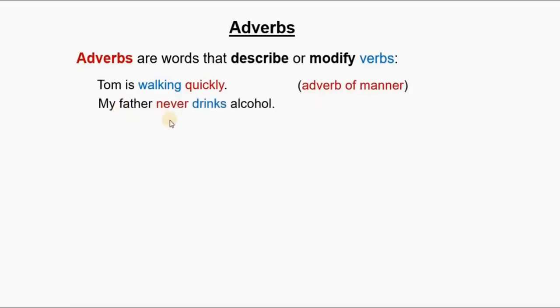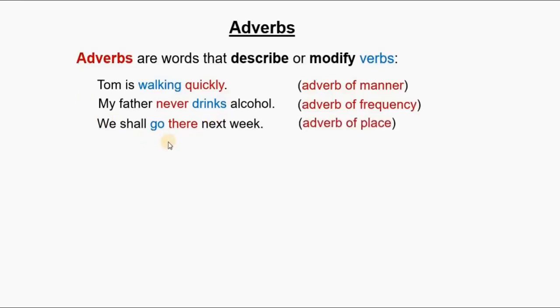My father never drinks alcohol. This is an adverb describing the verb drink, and it is an adverb of frequency. We shall go there next week. So, there is an adverb of place. It is describing where we will go.